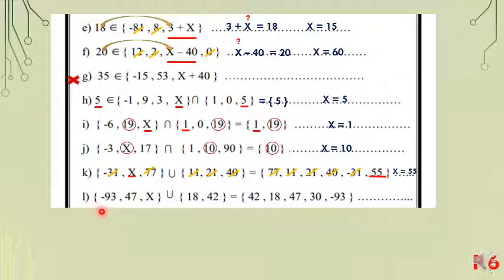Letter L. Negative 93, 47, x union 18, 42 equals 42, 18, 47, 30, negative 93. I need to find the value of x. So just like the previous question, I'm going to cross the repeated element. Negative 93 with negative 93, 47 with 47, and 18 with 18, 42 cross it with 42. What's left here? X. And what's left here? 30. So x equals 30.